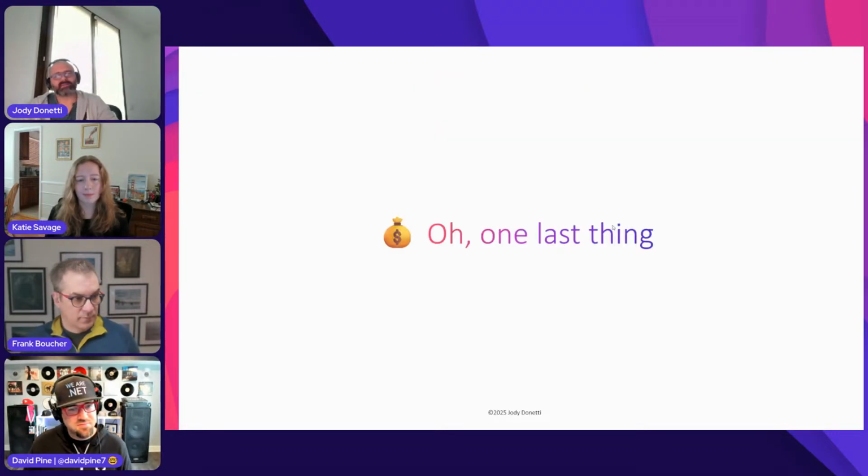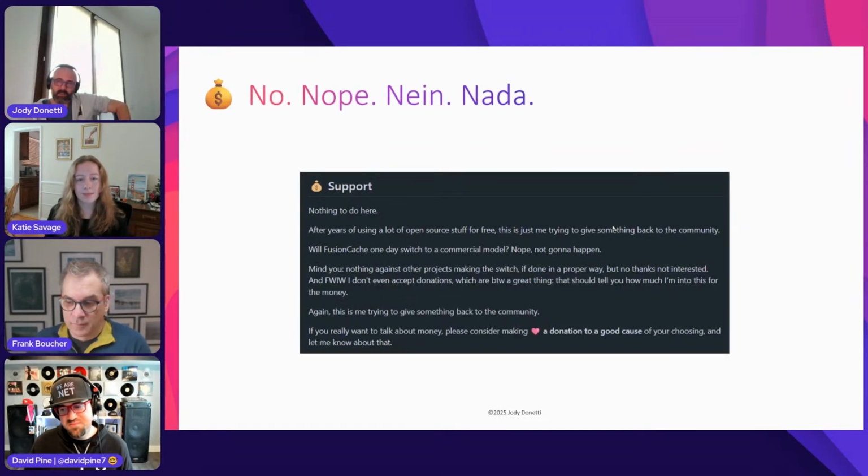And yeah, one last thing, because I know that this is on the mouth and the mind of everyone right now. Nope, nada. I don't know how else to say it. FusionCache has been free. It is still free, and it will remain free as long as it will. So I'm not planning to make it like under paid license or anything. Actually, to be more precise, I'm planning from the get-go to never make it a paid product.